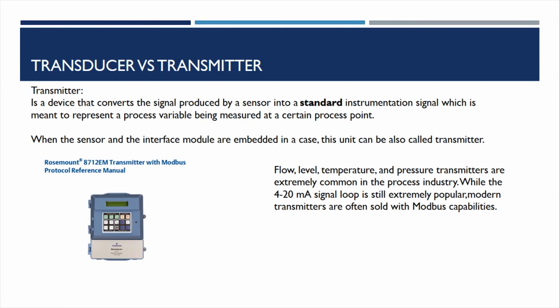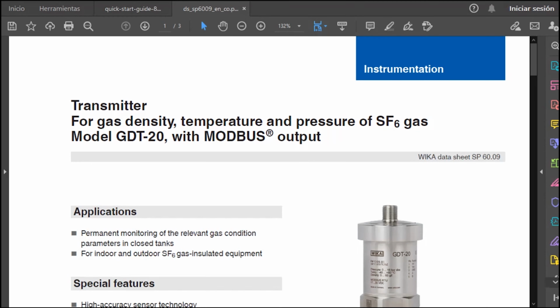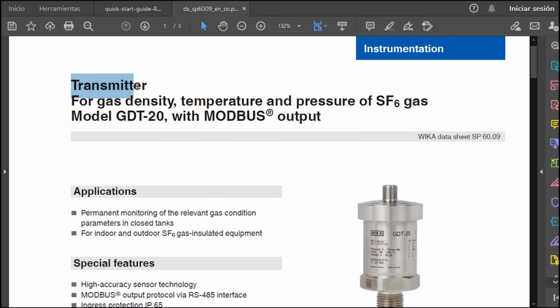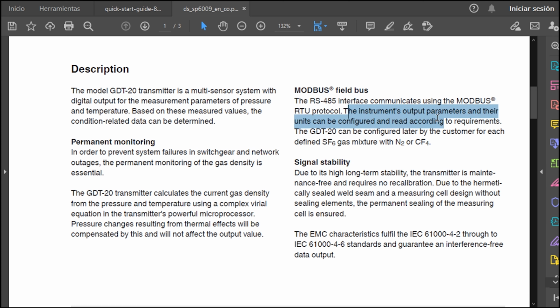We've been told that a transmitter, compared to a transducer, is a device that provides a standard output representing a physical variable. In the field we can find devices that implement digital protocols or have digital protocol capabilities. Here we have an example of a transmitter that provides information about gas density, temperature, and pressure through the Modbus digital protocol.